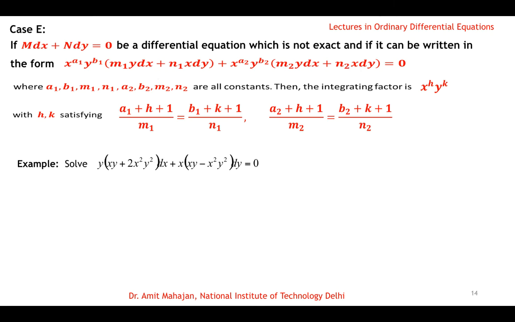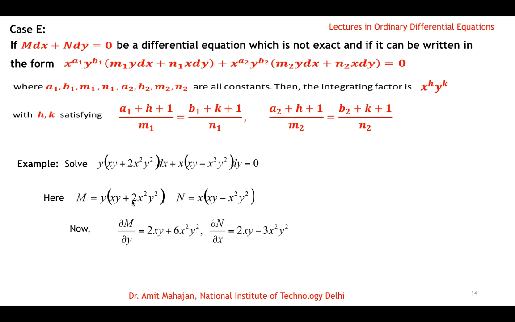Okay, say for example, solve (xy + 2x²y²) y dx + (xy - x²y²) x dy is equal to 0. So our first step is whether this is exact or not. It is M dx plus N dy is equal to 0. M is this term and N is this term. So differentiate this with y, this with x, and check whether the two are equal or not. If they are equal, you can write the solution directly. So M derivative y is this, N derivative x is this. Because of the second term these two quantities are not equal, so the differential equation is not exact.